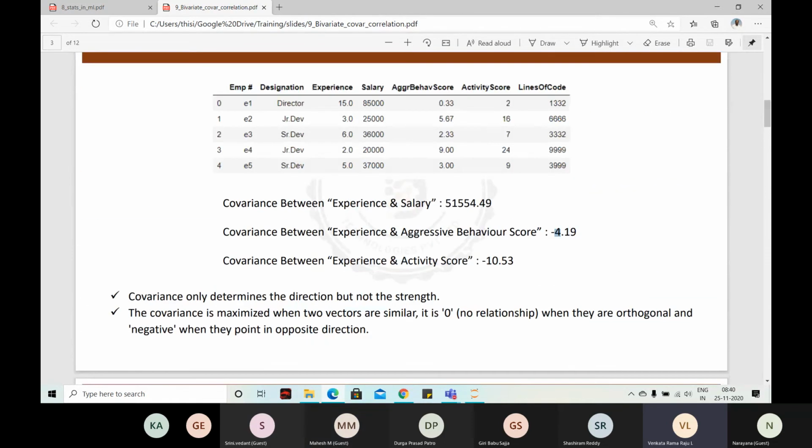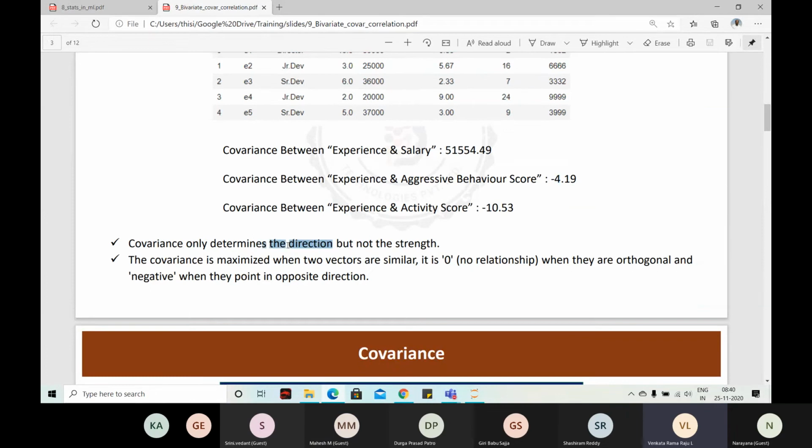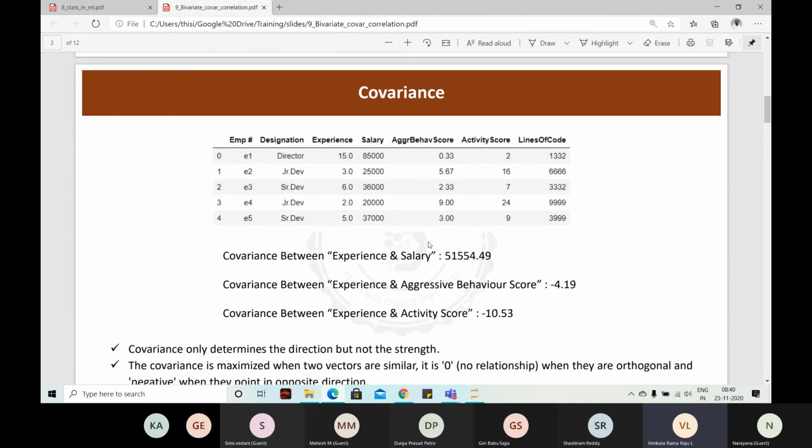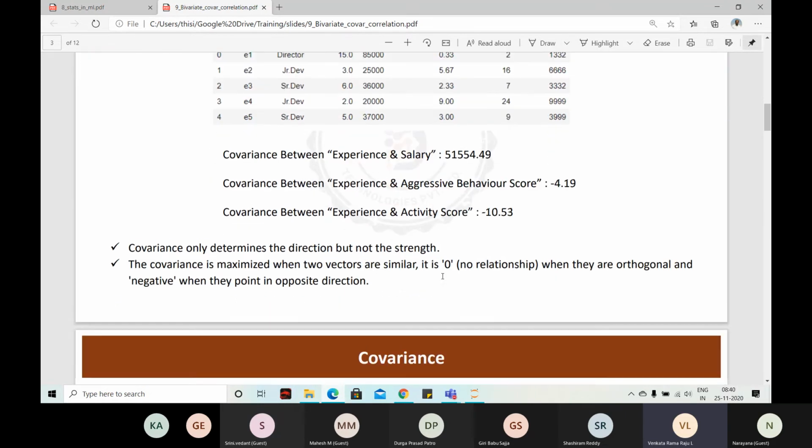So here, covariance only determines the direction but not the strength. That's what we understood based on the values' magnitude. You can calculate covariance by normalizing the data and then calculating covariance. Then you can understand the magnitude also.